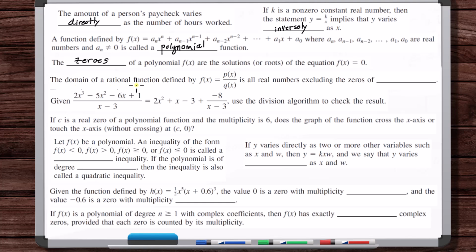The domain of a rational function defined by f of x equal to p of x over q of x is all real numbers excluding the zeros of the denominator.